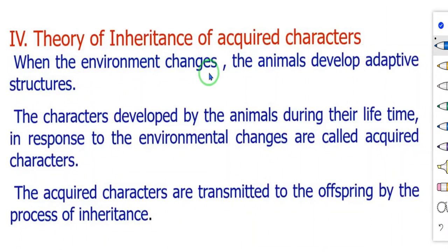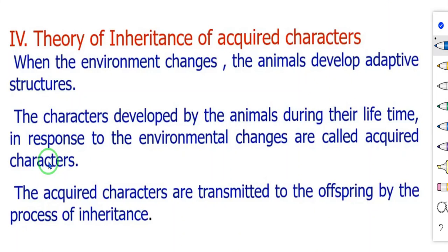When the environment changes, the animals develop adaptive structures. If there is a change in the environment, the animals develop adaptive structures to survive in the environment. The characters developed by the animals during their lifetime in response to the environmental changes are called acquired characters. For example, giraffe. Now we have discussed the giraffe. Because of the scarcity of the grass, the giraffe was continuously stretching their neck so that it got the long neck. So that character is called what?